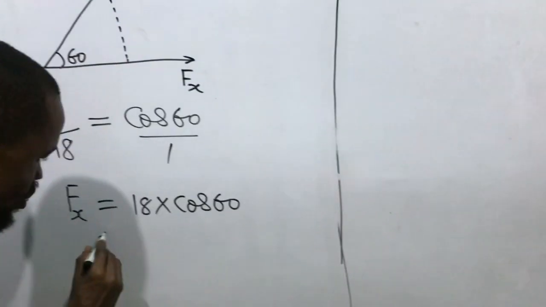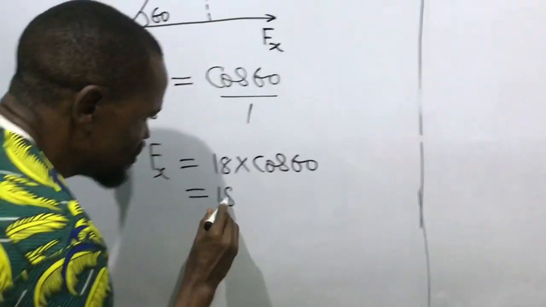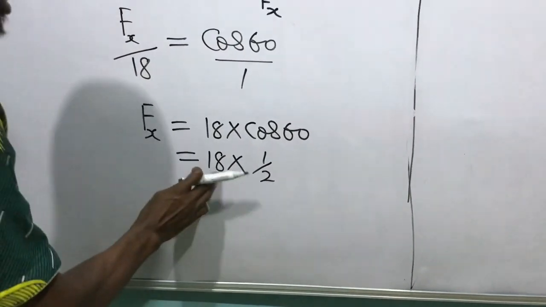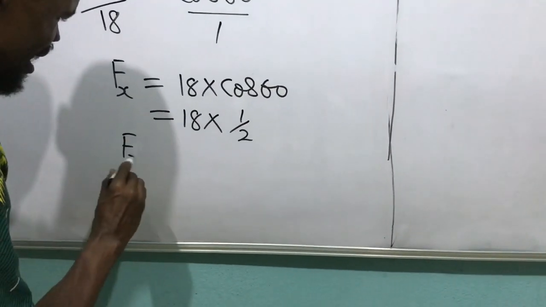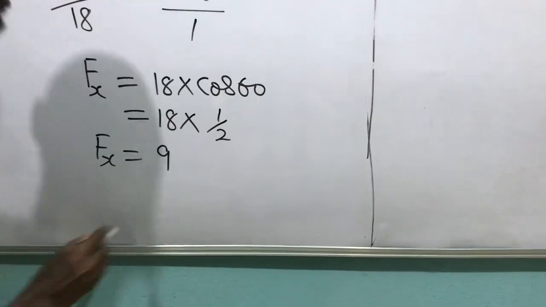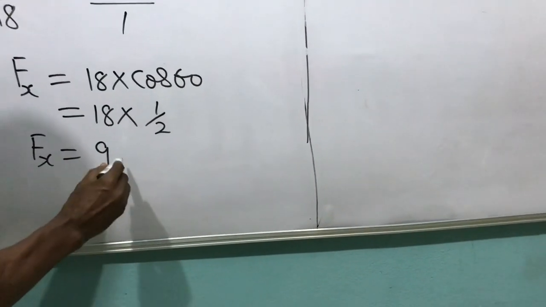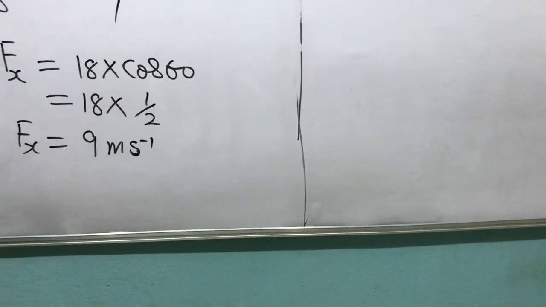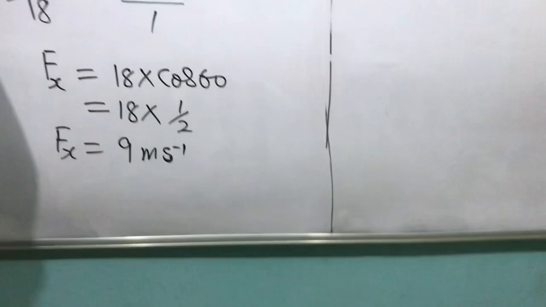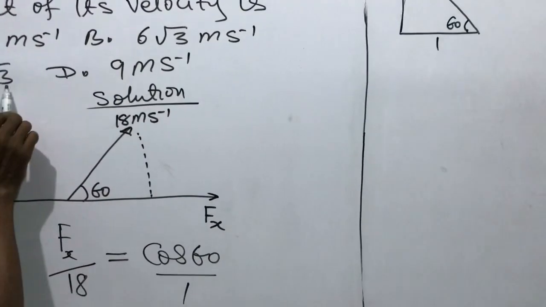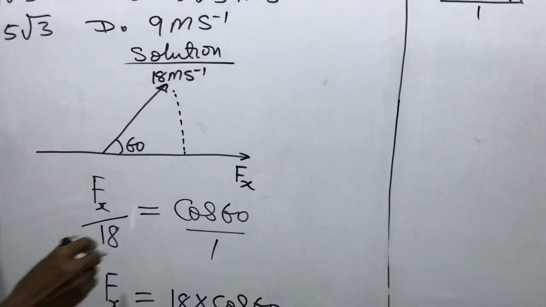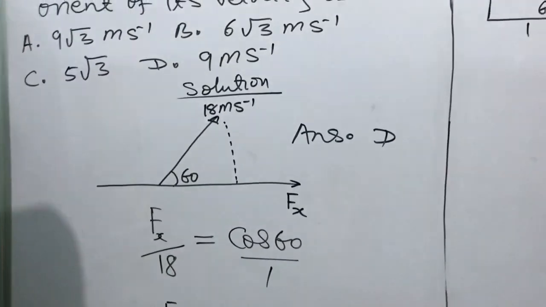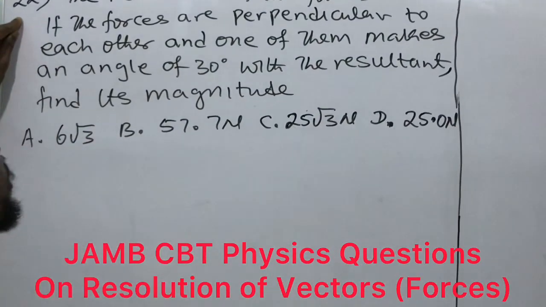I can now have 18 times half, which is cos 60. And 18 times half gives Fx equals 9 meters per second. I go into the options: option A, option B, option C, and I see that option D is the answer. That's my answer. That's question number 21.